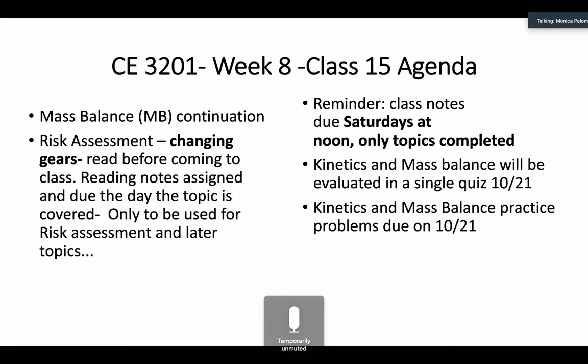Later we'll talk about solids. That's going to be another page of reading notes. And then we'll talk about water quality, and there will be another page of reading notes. But it will be pretty much just reading from the book. Is that correct? Yes. Okay, thank you.